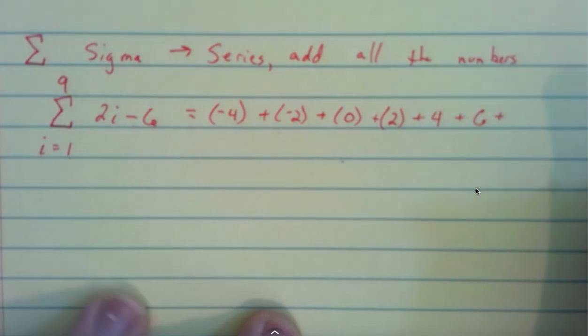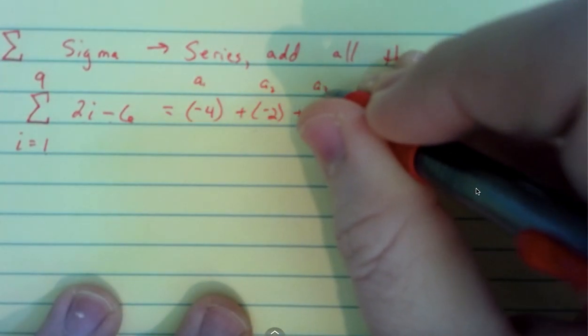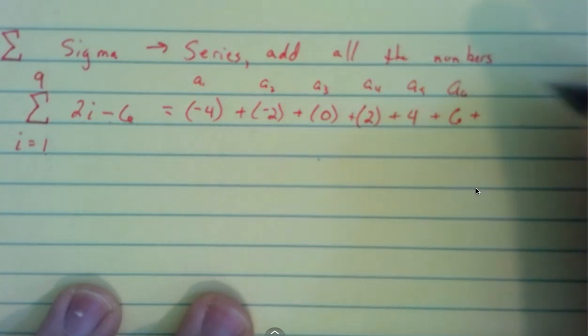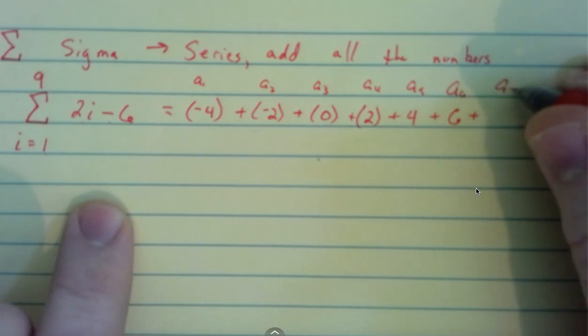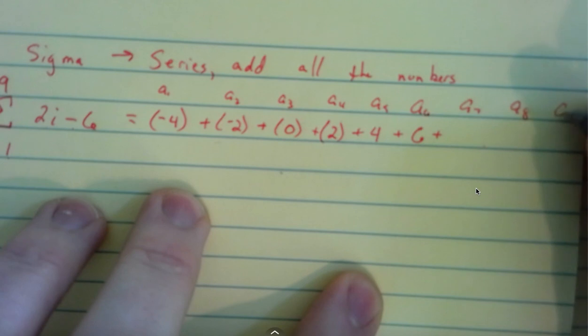Plus, keep on going. Now, just so we're clear here, I've done a sub 1, a sub 2, a sub 3, a sub 4, a sub 5, a sub 6. So I still have to do a sub 7, a sub 8, and I'm running out of room, but a sub 9 should end up here.